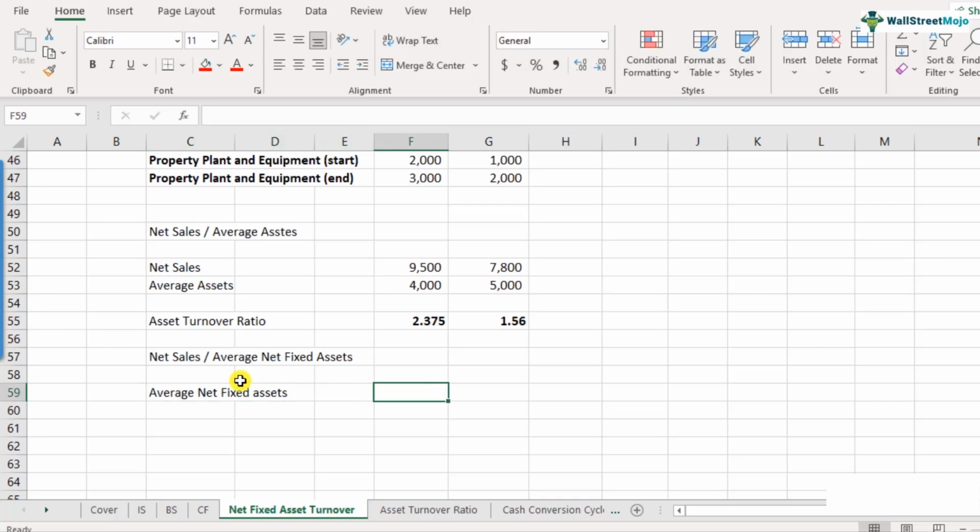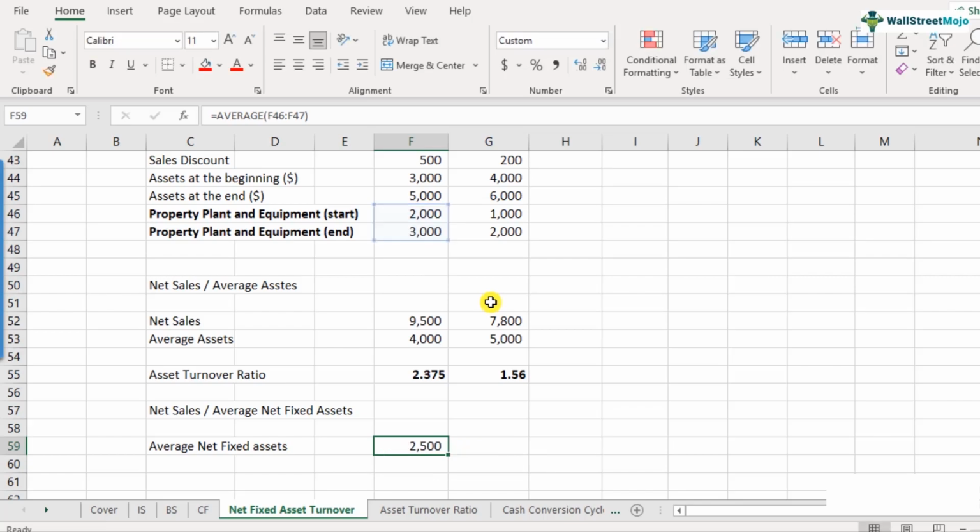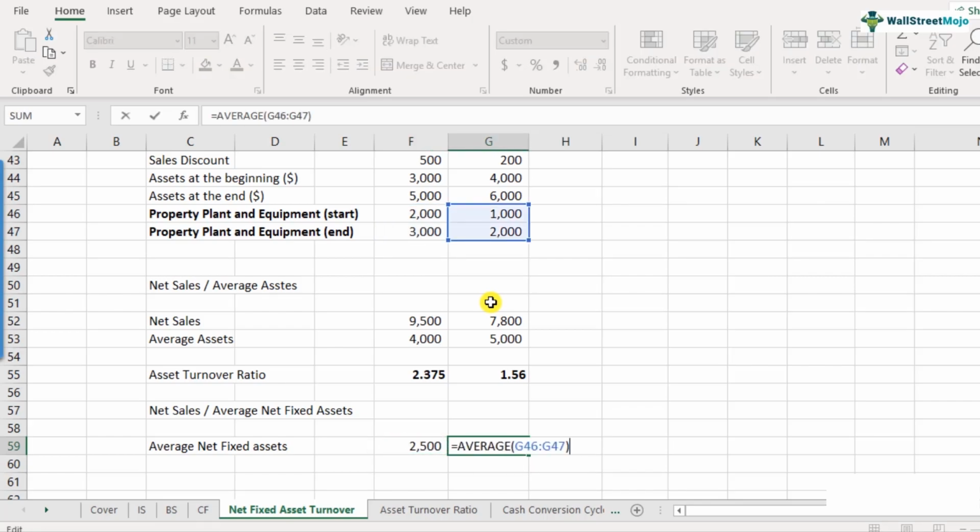The average of net fixed assets is the average of these two numbers, right? So property, plant and equipment, start and end. So we'll find the average. This comes out to be 2500 for company A, and comes out to be 1500 for company B.